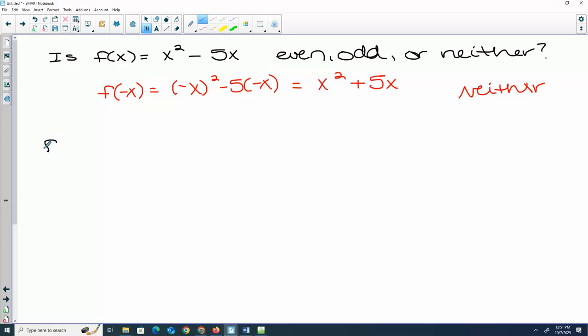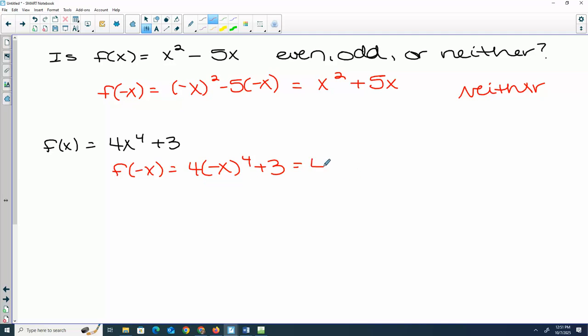So if I said like f of x equals 4x to the 4th plus 3. Plug in your negative. What happens if you take a negative to the 4th? Is this what I started with? Yes. Yes, so this function is even.